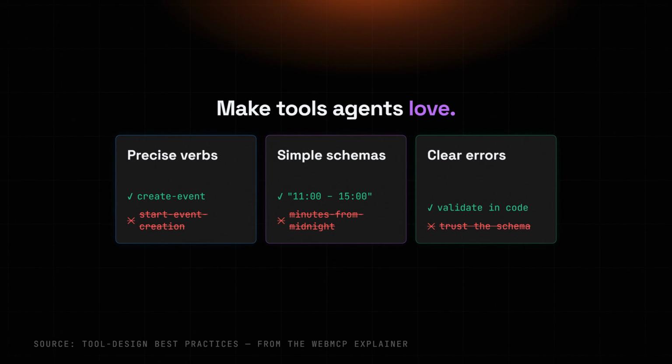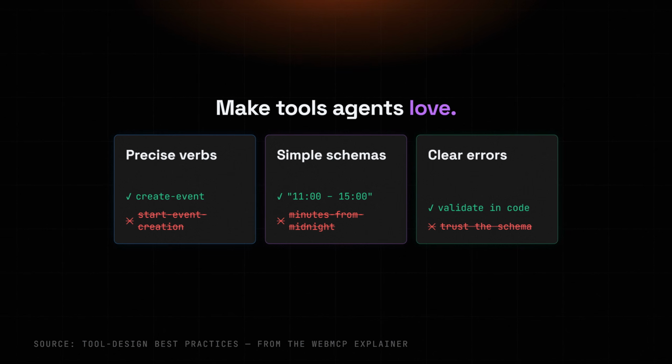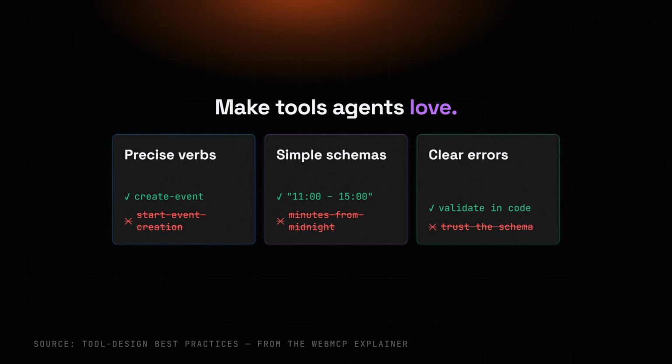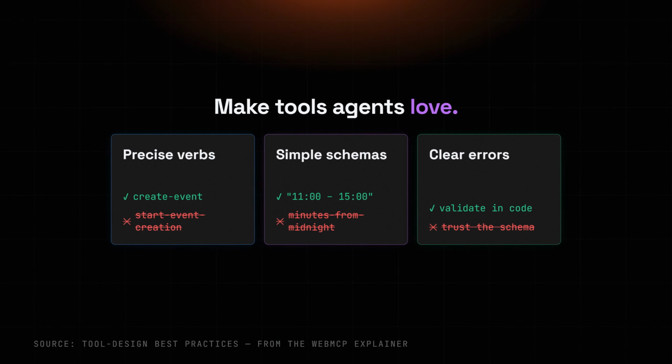A few habits make tools that agents love. Name them with precise verbs, so create event is never confused with start event creation. Keep schemas simple, accept a plain time string, do not make the model do math, validate strictly in your code, and return clear errors. Do that, and the agent rarely needs a second try.